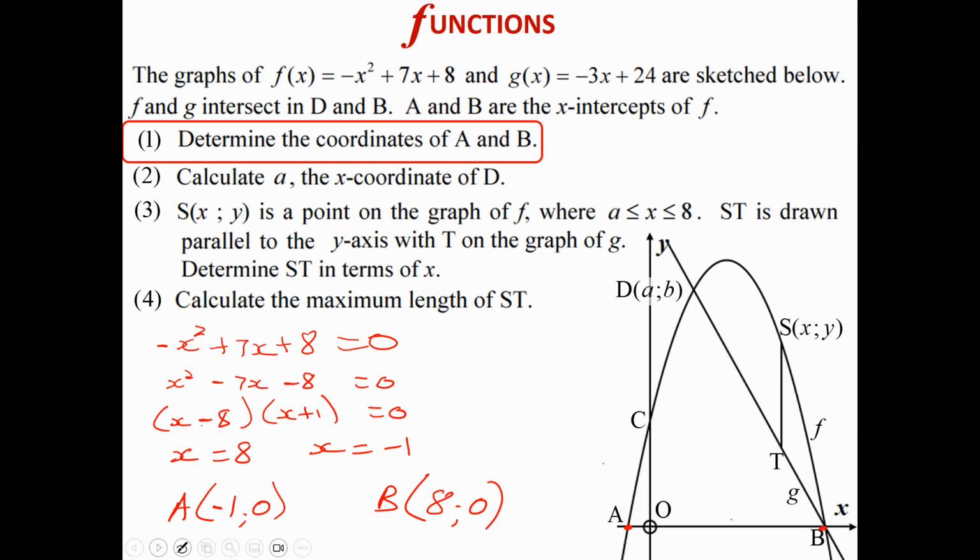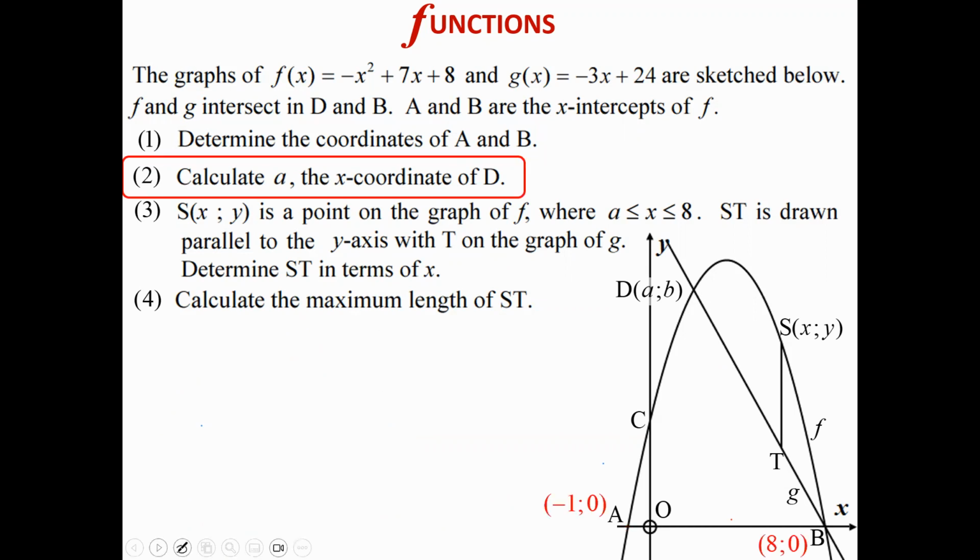The next one is to calculate the coordinates of D. Now, how do we calculate the coordinates of D? So it's the intersection of the two graphs, so you have to equate them. Well done. So it's the intersection of both graphs, and we equate both. So let's give you some time. Solve for x. Let's give you a minute.